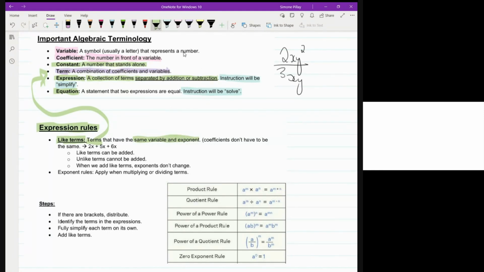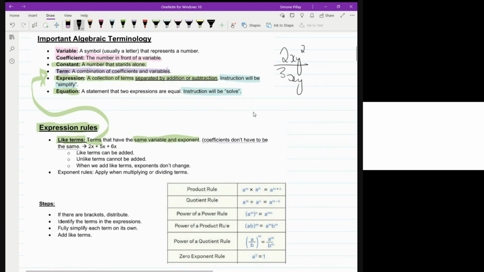So important also to know that your coefficients do not have to be the same. For example, something like 2x, 5x, 6x. These are three separate terms over here, but they each are like terms because they have the same variable of x. So if you look at it, they all have the same variable of x, and they have the same exponent of that invisible exponent of 1. And so these are like terms.